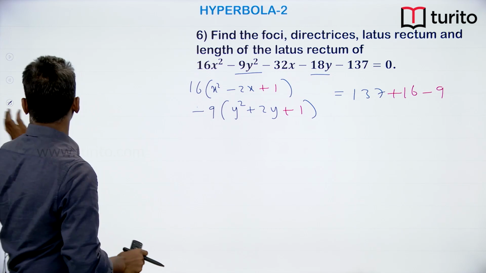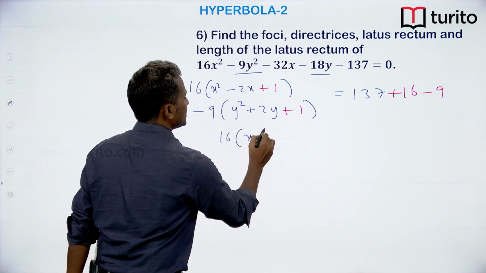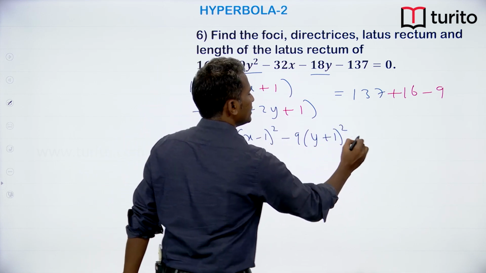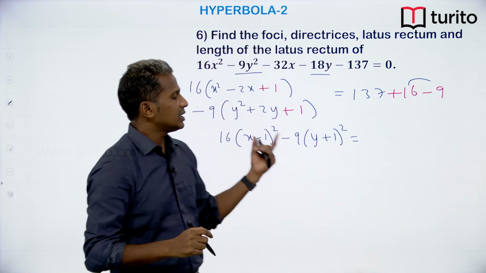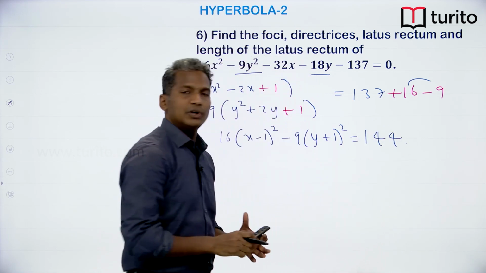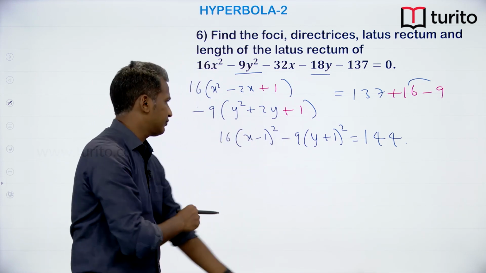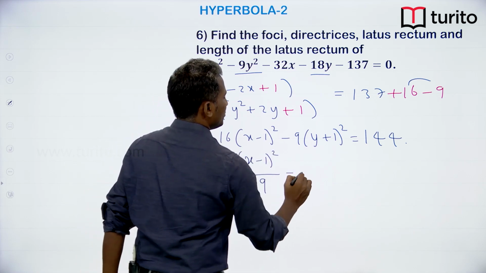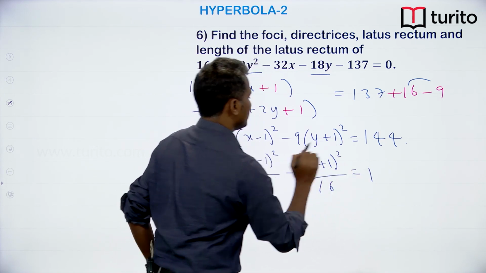So, now this will give me 16 into x minus 1 whole square minus 9 into y plus 1 whole square is equal to what is the value here? 16 minus 9 is 7, 137 plus 7 is 144. Now, luckily 144 is 16 into 9. So, that means we can divide with 144. So, then what do we get? x minus 1 whole square by 9 minus y plus 1 whole square by 16 is equal to 1.